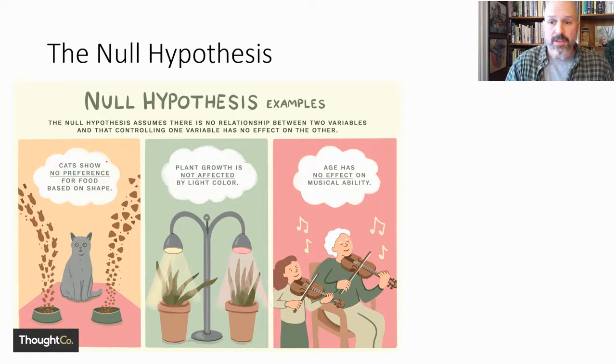So to start with a null hypothesis, you would say cats don't prefer one food or the other. No matter what color light I use, it's not going to make a difference. And age has nothing to do with music ability. We write it as H with a zero, for null hypothesis. And just to be clear, whenever you write a null hypothesis, you just say conditions will have no effect, or I hypothesize that the conditions will have no effect on the outcome.